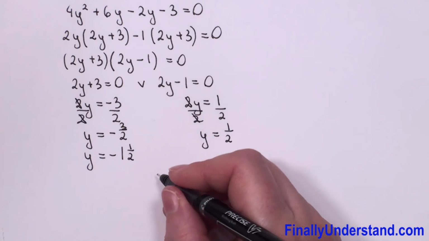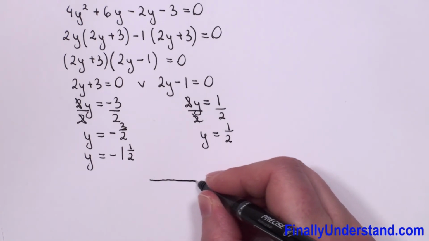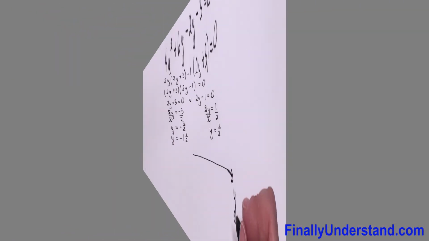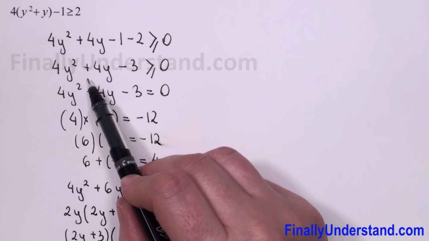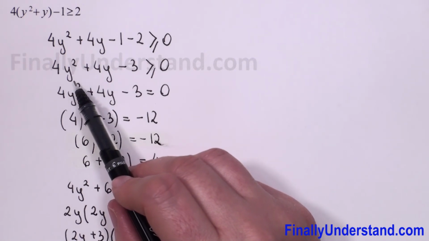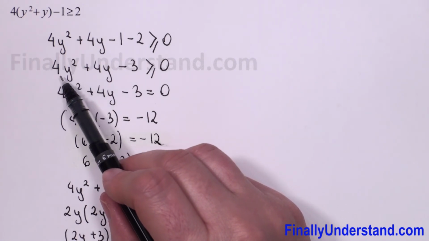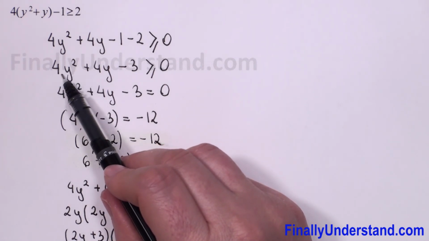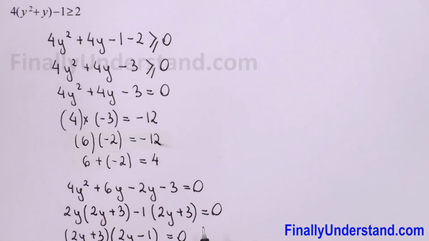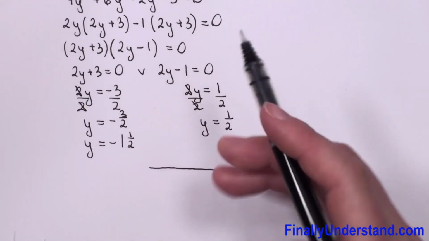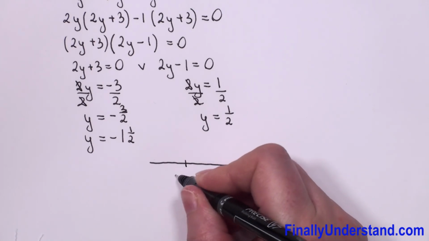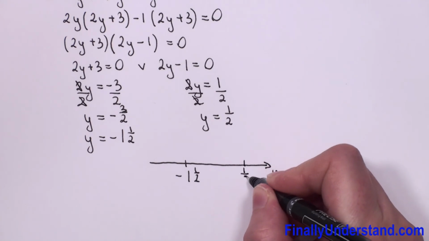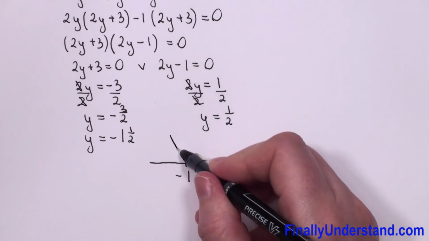We can draw a number line y. We have a quadratic inequality. The graph for the quadratic inequality is a parabola, because the coefficient before y squared is positive. It means the parabola is open up. So we have to put our roots, negative 1.5 and 1/2, with the parabola open up.